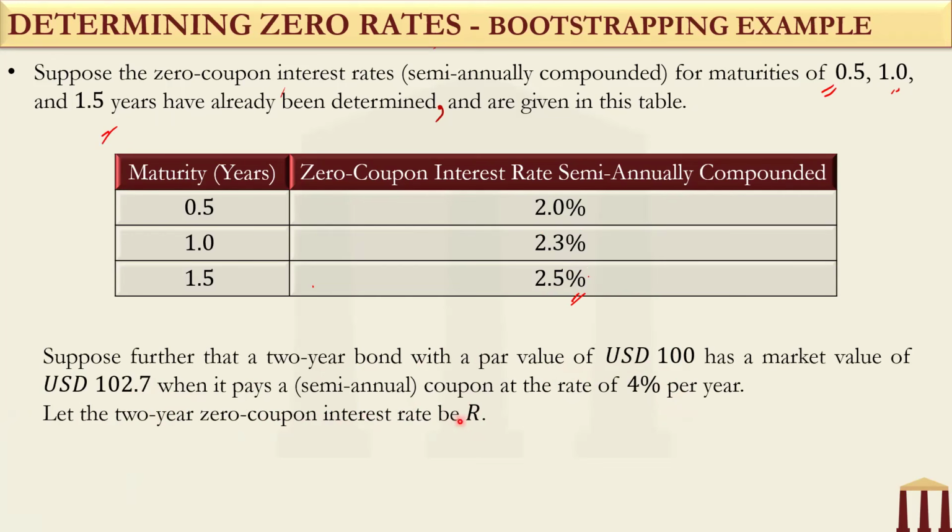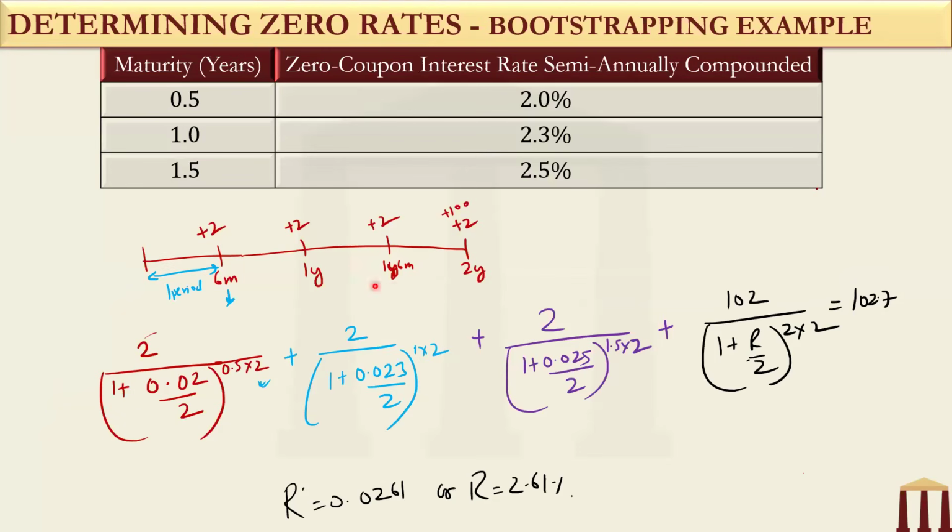So let the 2-year zero coupon interest rate be R. This is what you have to project. You know these zero coupon interest rates, and you have to project the 2-year zero coupon interest rate, which is R. The calculations are quite simple. Again, I'll reproduce this table for the next slide, and these are the calculations.